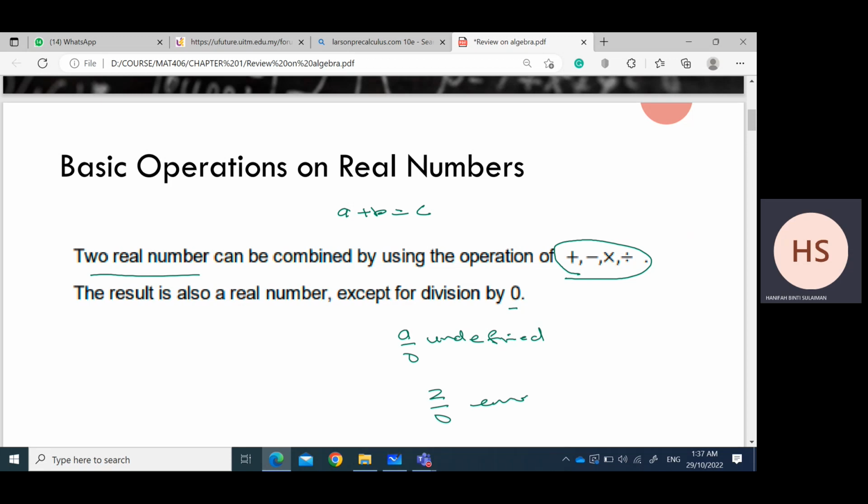Okay? Right, so in mathematics we cannot divide by 0. If we divide by 0, that means the number ataupun the function is undefined. So undefined ni maknanya tidak diketahui lah. Kita tak ada jawapan untuk itu. Okay, so that is why it says that the result is also a real number except for division by 0.